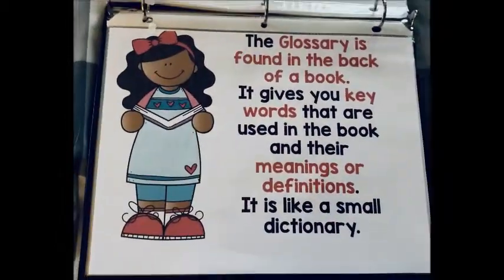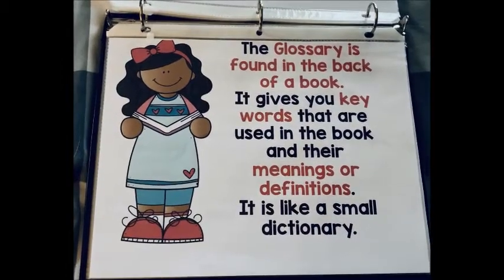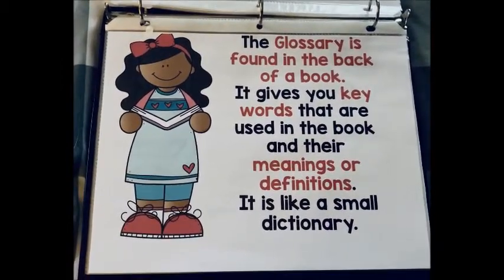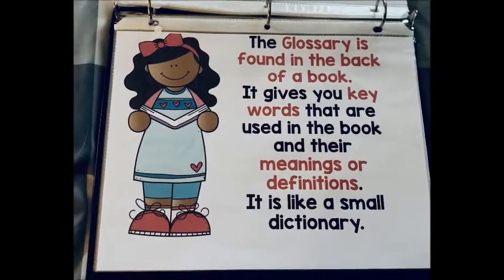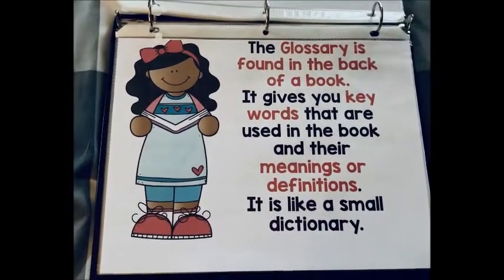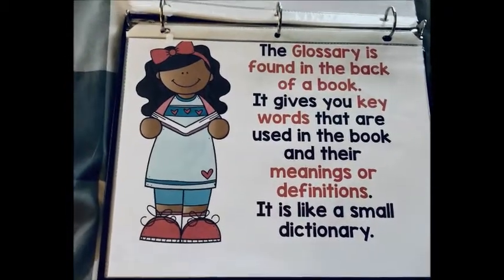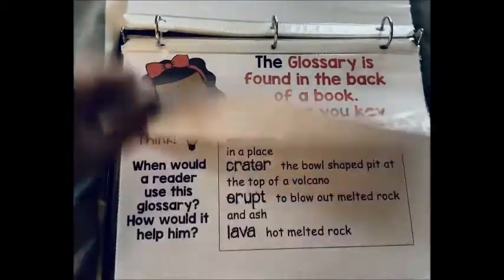Okay, our last text feature we're talking about today is the glossary. A glossary is also found in the back of your book, and it gives you keywords that are used in the book and their meanings or definitions. So it's kind of like the index where you can find a certain word, but it also gives you a definition. It's almost like a small library, a small dictionary.